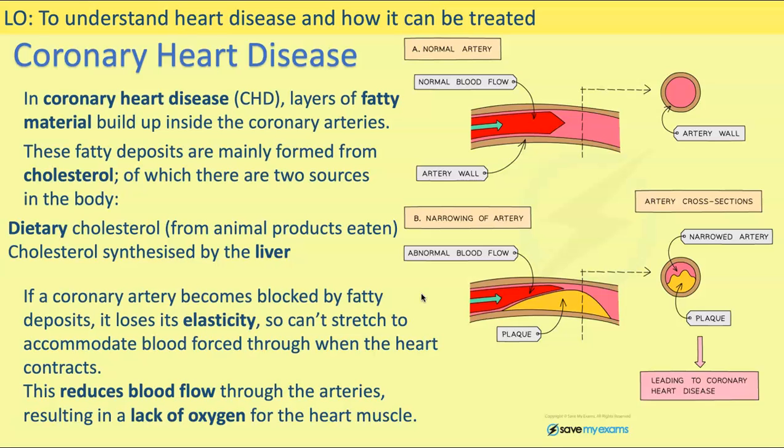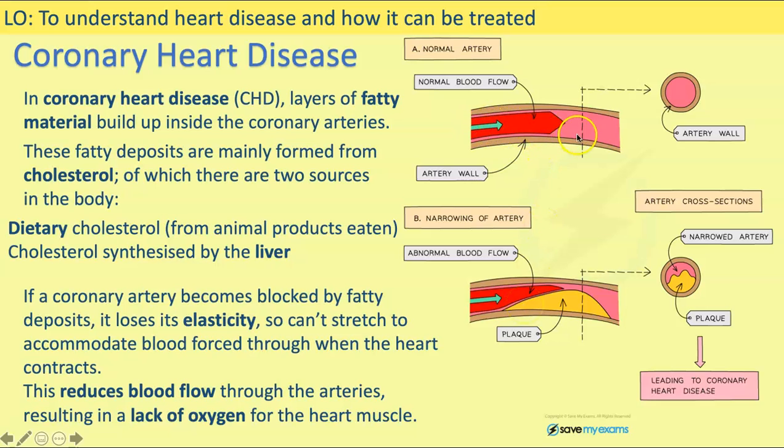If a coronary artery becomes blocked by a fatty deposit, it loses its elasticity, so it can't stretch enough to accommodate the blood that's being forced through when the heart contracts. This obviously will reduce the blood that can flow through the arteries, and this results in a lack of oxygen for the heart muscle. So again, this diagram indicates really well what is happening inside our arteries.